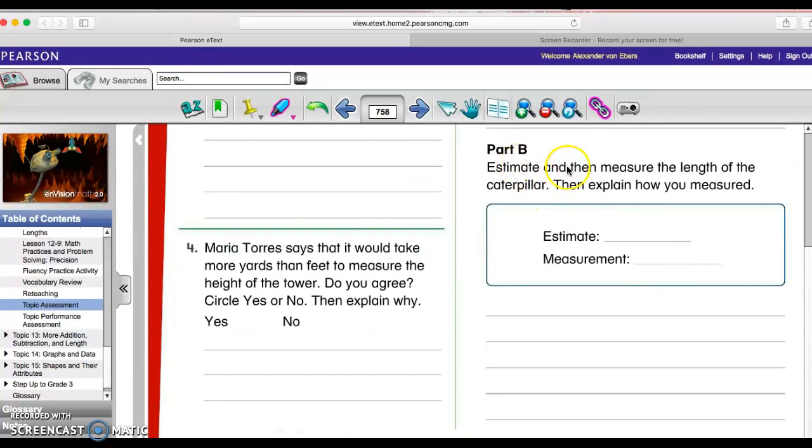So part B, estimate and then measure the length of the caterpillar. Then explain how you measured. Estimate it, then measure it, and tell us what you did. And then you are done. Turn in your tests.